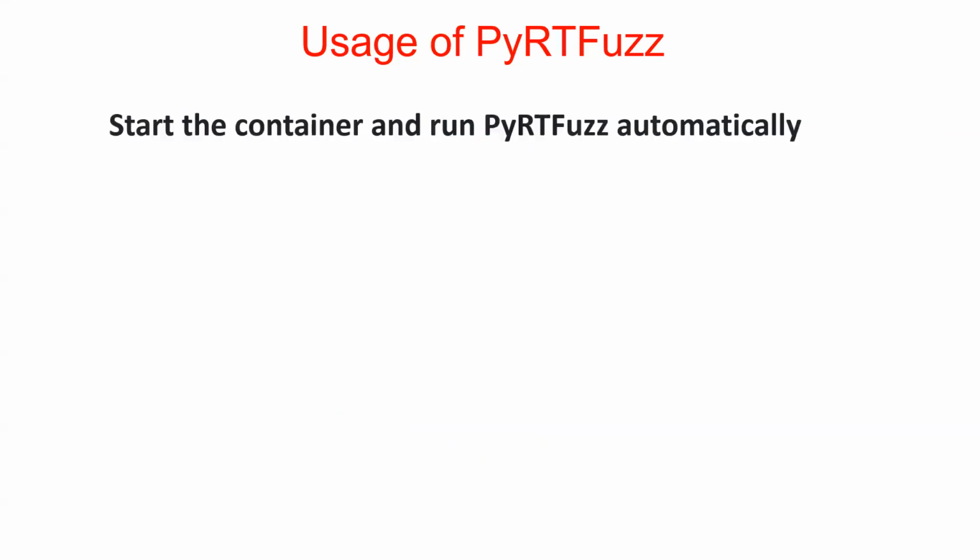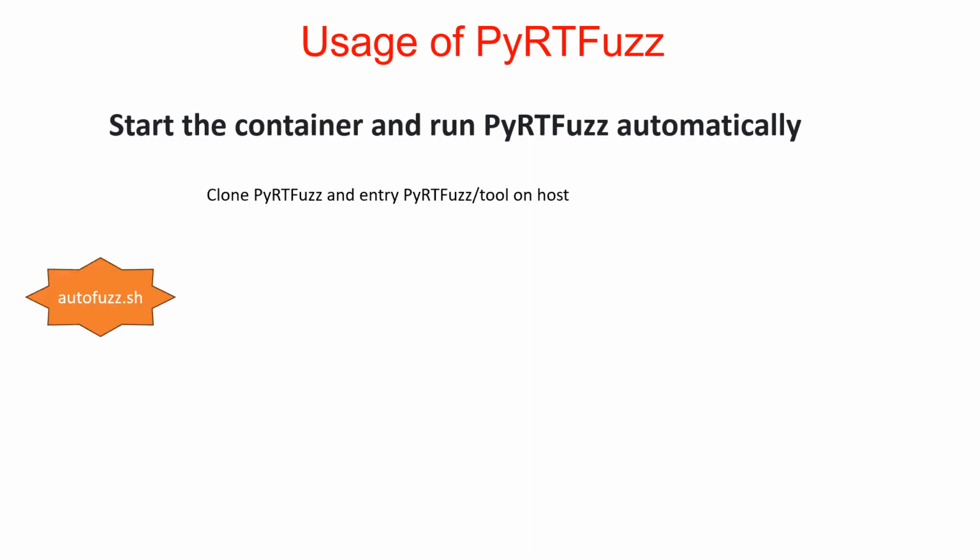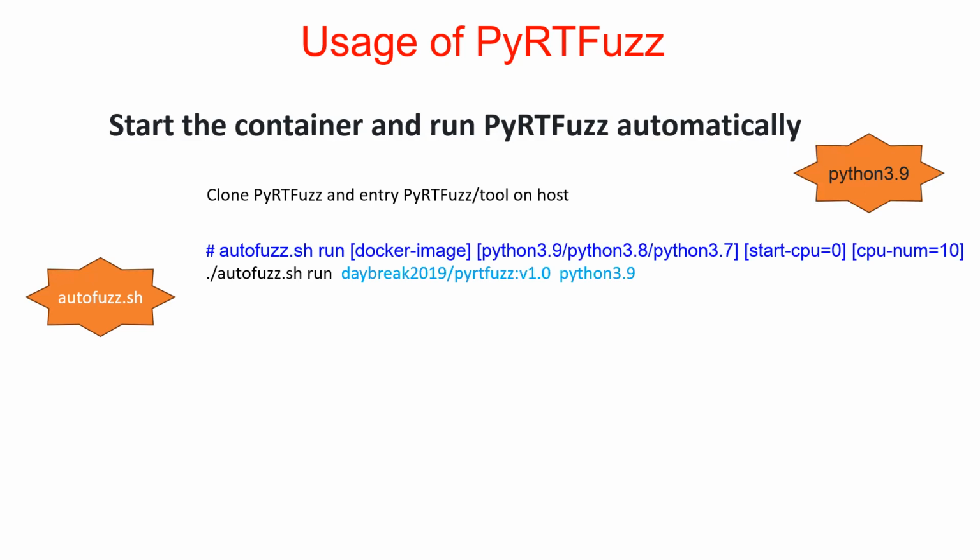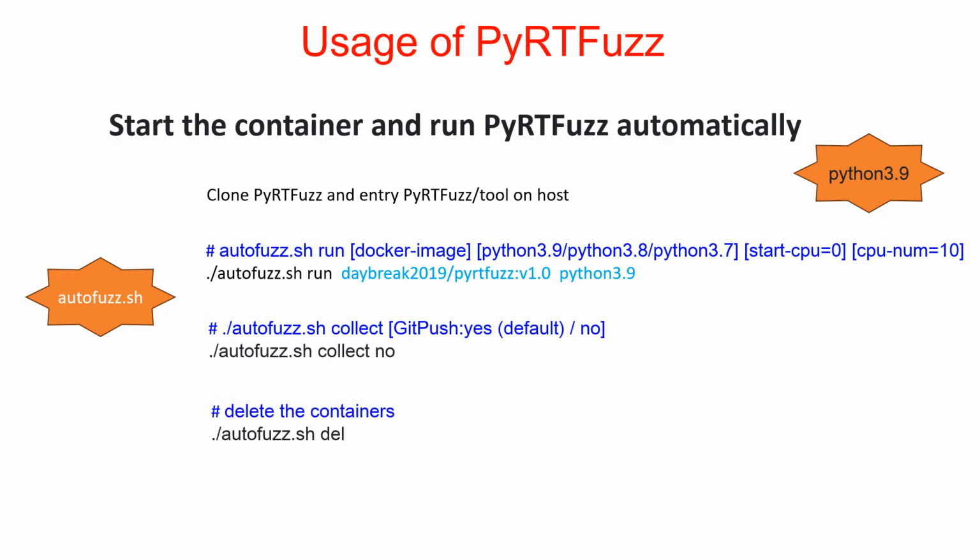Another way to use PyRTFuzz is to start the container and run PyRTFuzz automatically. So firstly, we need to clone the PyRTFuzz source code to the host machine and enter the tool directory. Here we still use Python 3.9 as an example. So with the script PyRTFuzz, we only need to specify the parameter run, the version of the Docker image, and the Python version. Then we can start the containers and PyRTFuzz automatically. Then to collect the fuzzing results, we can apply the parameter collect to PyRTFuzz. If we want to delete the containers, we can apply the del parameter to PyRTFuzz.